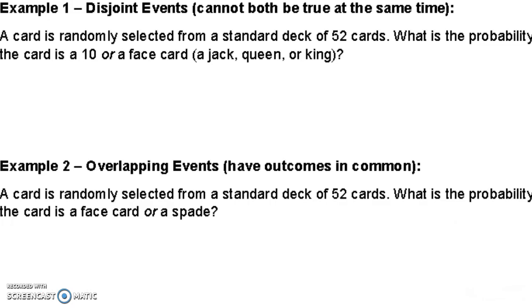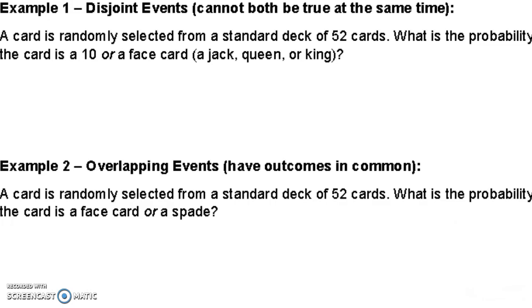So we add those two things together, 1 over 13 plus 3 over 13, and that gives us 4 over 13. And intellectually, this makes sense, right? There's a 10, jack, queen, and king in every suit, so that's 4 in each suit of 13, so 4 out of 13. Our second example is overlapping events, where we have outcomes that are in common.